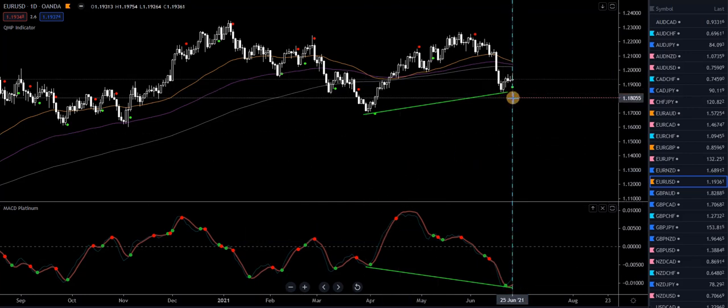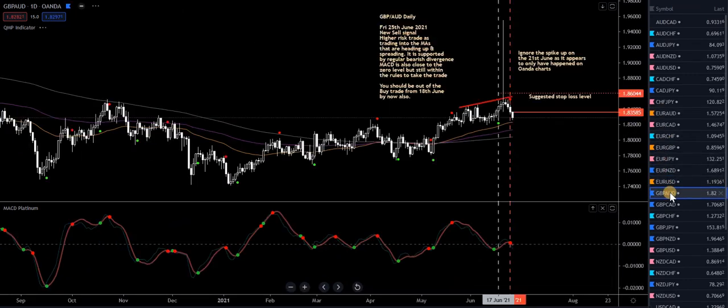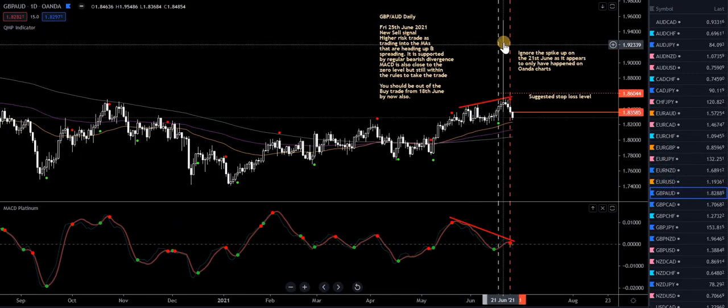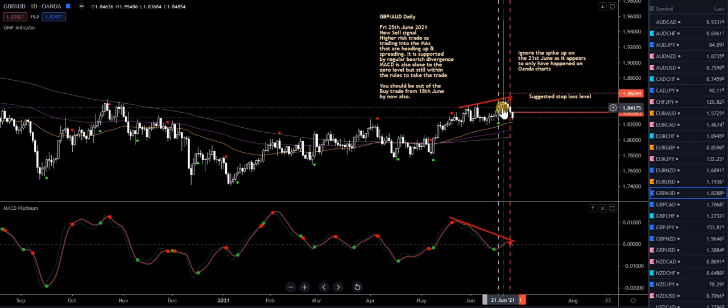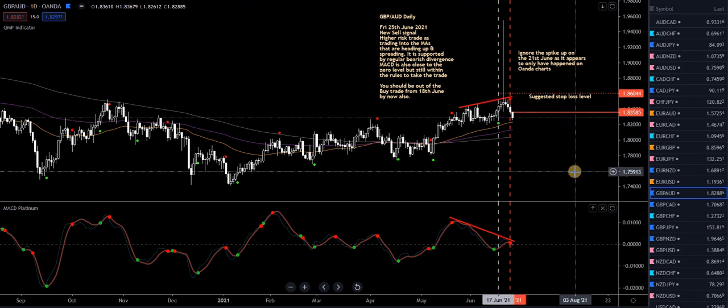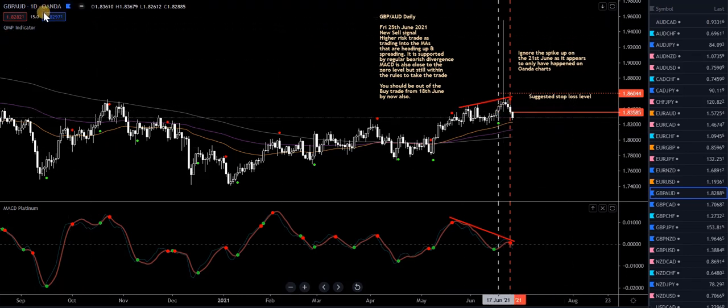That's not really good. So that's Monday for the pound Aussie. Now you'll see on a few of these pound pairs, you've got this spike on this candle here, I think it was Monday, 21st of June. For some reason I use Oanda on this, but I've compared it to FXCM and the other brokers, and that spike is not on the other ones. So I'm ignoring the spike on Oanda.